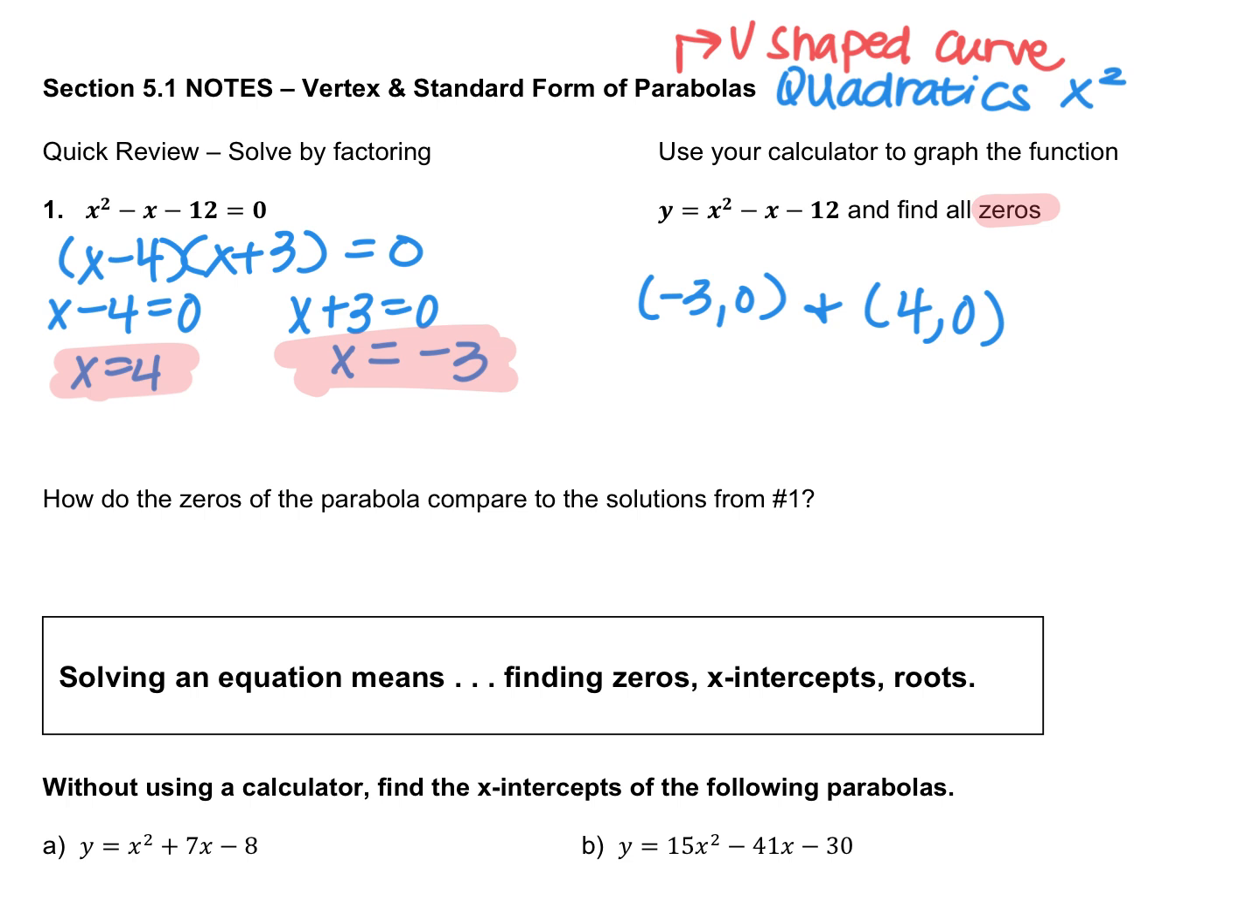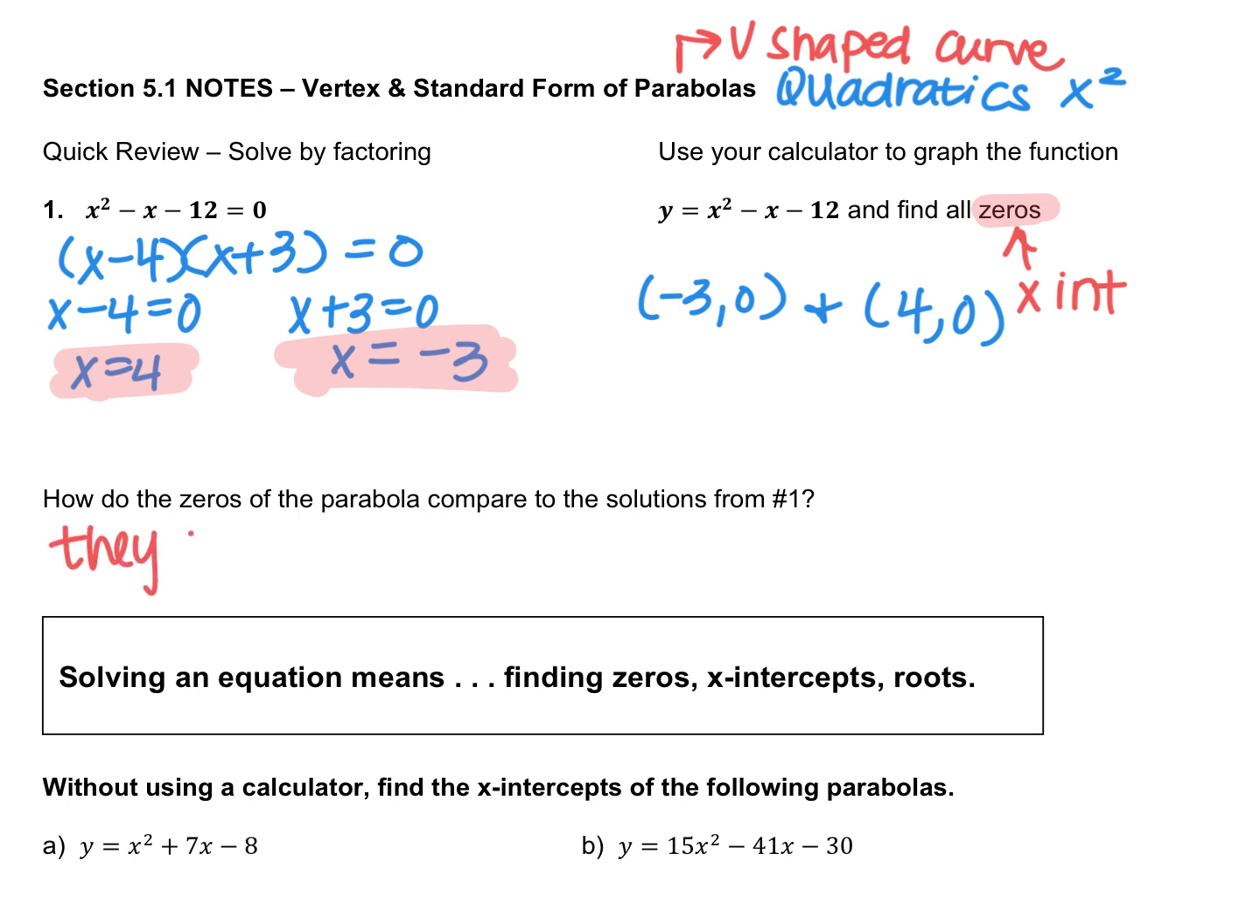So what is a 0? It's an x-intercept. So how do the zeros of the parabola compare to the solutions from number 1? How do these two answers compare? They are the same.